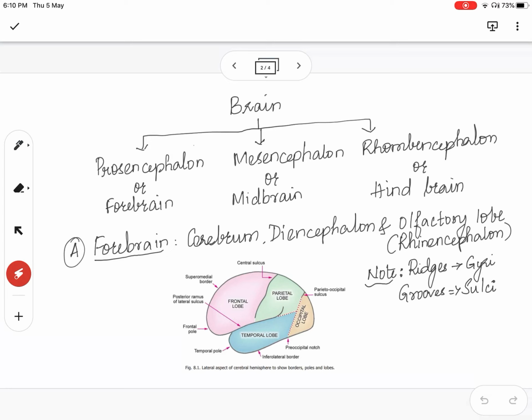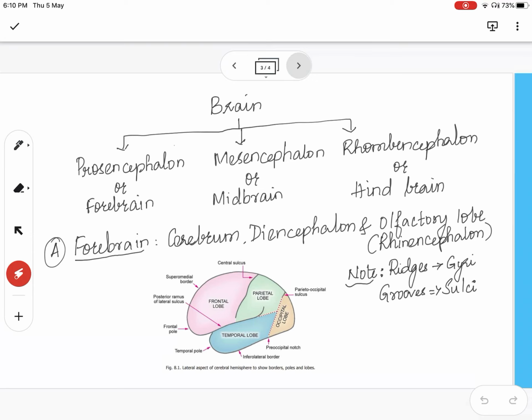how many lobes? That is the next question. They have been divided into four different lobes. How many lobes? Four lobes. So what are those four lobes? First of all, we call them the anterior lobe, middle lobe, posterior lobe, and lateral lobe.